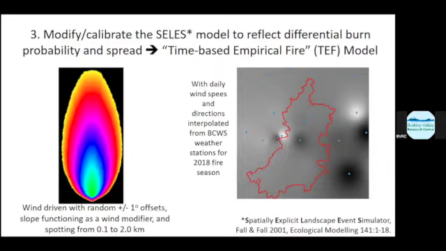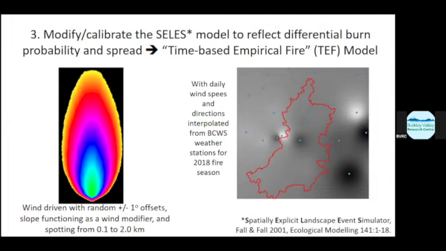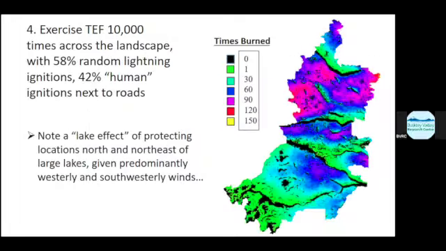So you need an interpolated wind speed and direction layer from weather stations, collect all the data that's available from those BCWS weather stations, and essentially try to repeat a fire season. So they chose the 2018 fire season. If we were to do it again, we might draw from several big years of fire. Let's do 2018, 2021, 2023. All of them had severe fire conditions.